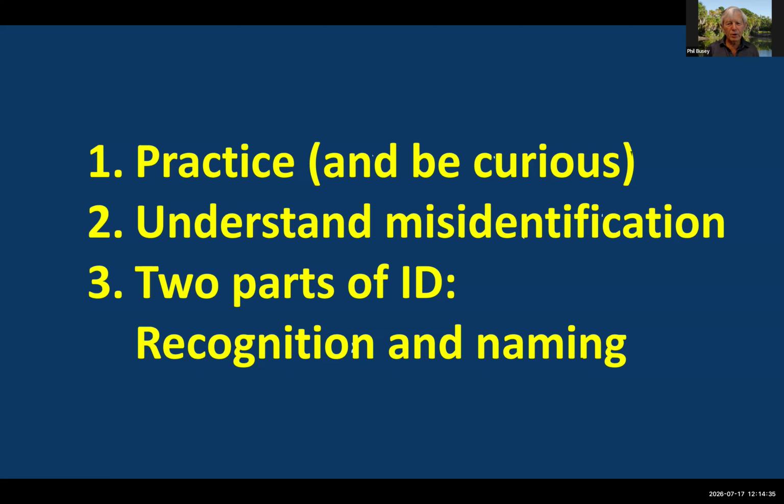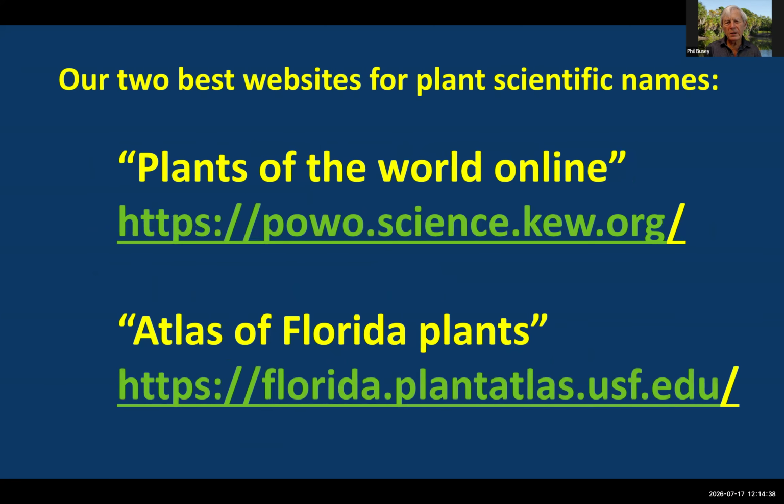first step. But briefly, there are two best websites for us for plant scientific names. And if I want to make sure I have the right name for something, both of these, if it's a Florida plant, will give the same answer. One is Plants of the World Online, which is a Kew website, Kew Botanical Gardens. And the other is the Atlas of Florida Plants, which is hosted by the University of South Florida. So you could just Google Atlas of Florida Plants or Plants of the World Online. And I'm not going to show you how to use these websites, but they're really powerful tools.